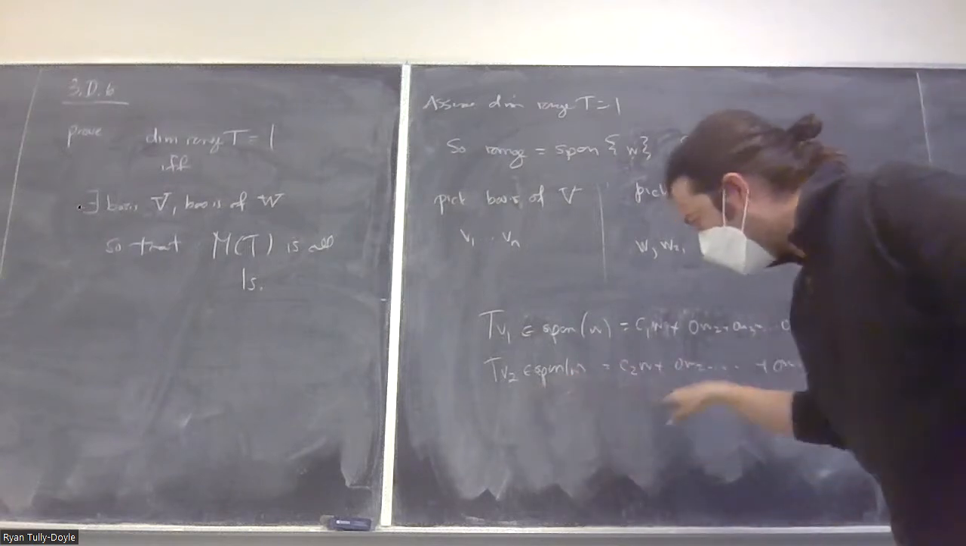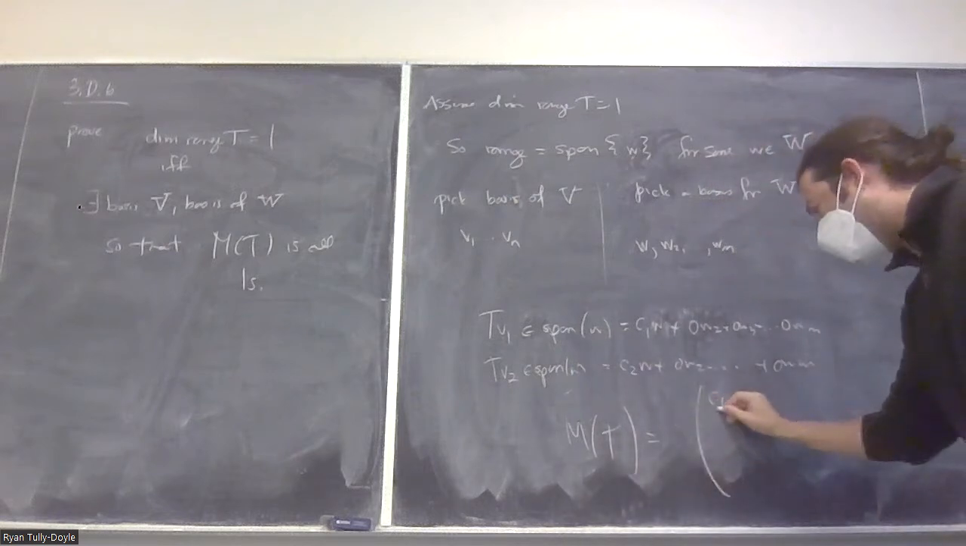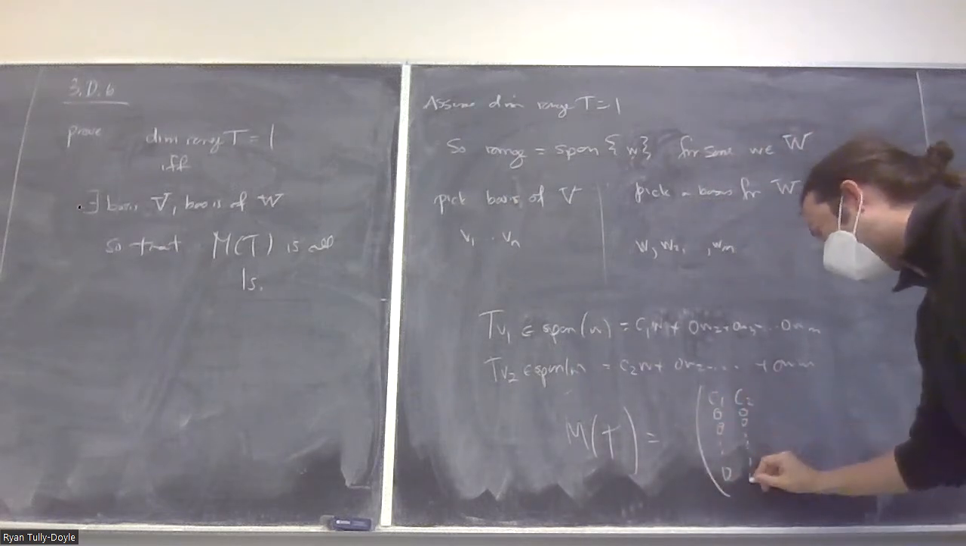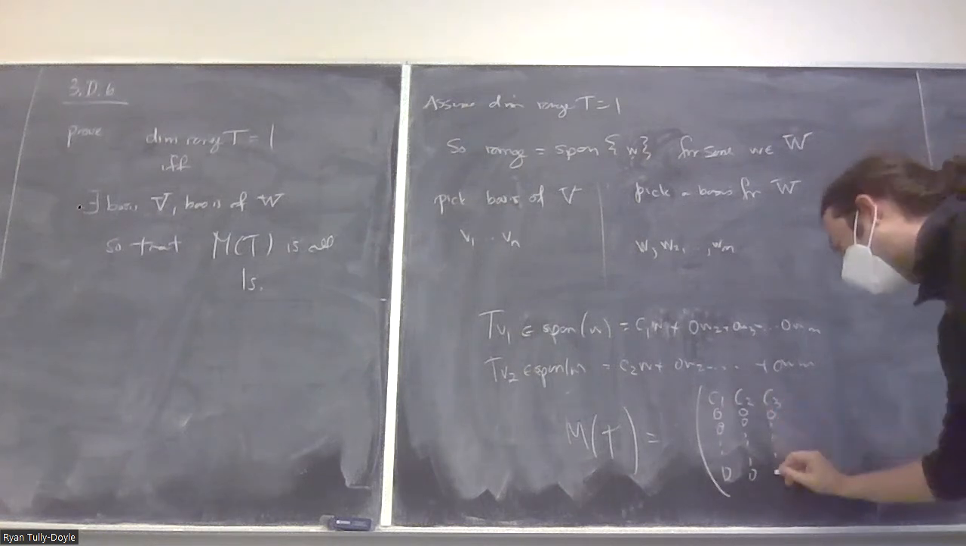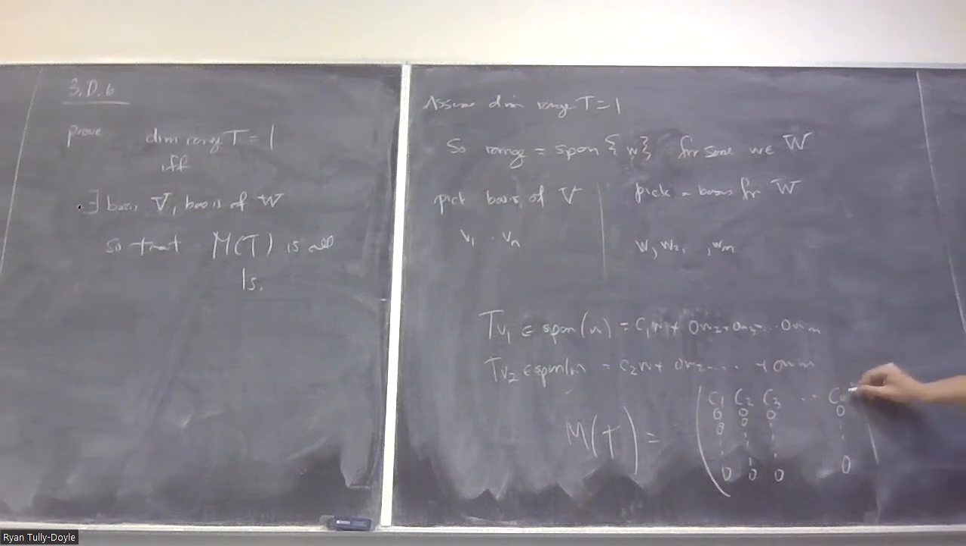And that means with these bases, the matrix of T is going to look like C1, 0, 0, 0 down here, C2, 0, 0 down here, C3, 0 down here, out to Cn all the way down here, right?